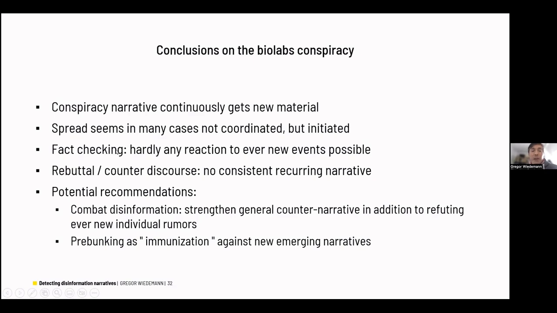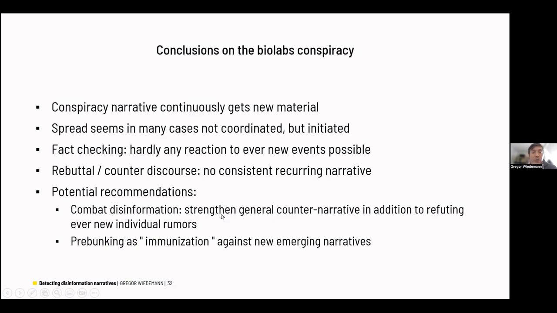Fact-checking websites have a hard time dealing with all these new parts or new events of the narrative coming up. So it is tedious work to debunk every single piece of information which comes up from these disinformation actors. And we can also see that we do not observe a very consistent recurring counter-narrative in the data. This is something which is missing and which could be improved to counter this propaganda, so that we actually also see a counter-narrative again and again repeated in the data.